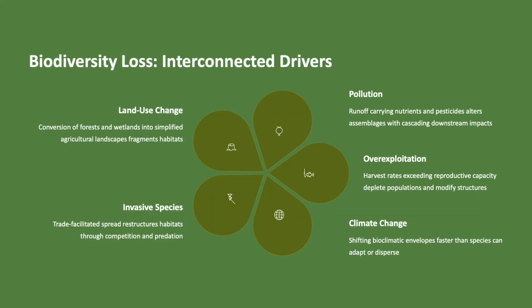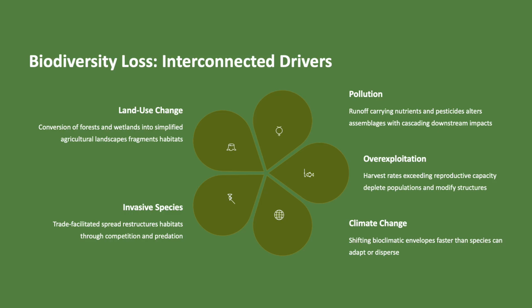Biodiversity loss results from a combination of interacting drivers that reshape ecosystems and reduce the abundance, diversity, and resilience of species. These drivers operate at multiple scales and often reinforce one another, making biodiversity decline one of the most complex and urgent environmental challenges of the modern era. Land use change remains a central factor.